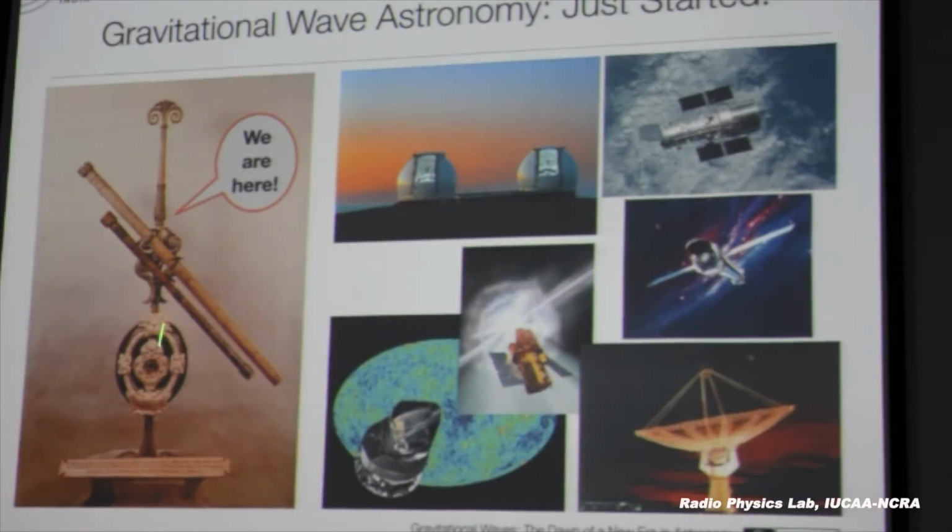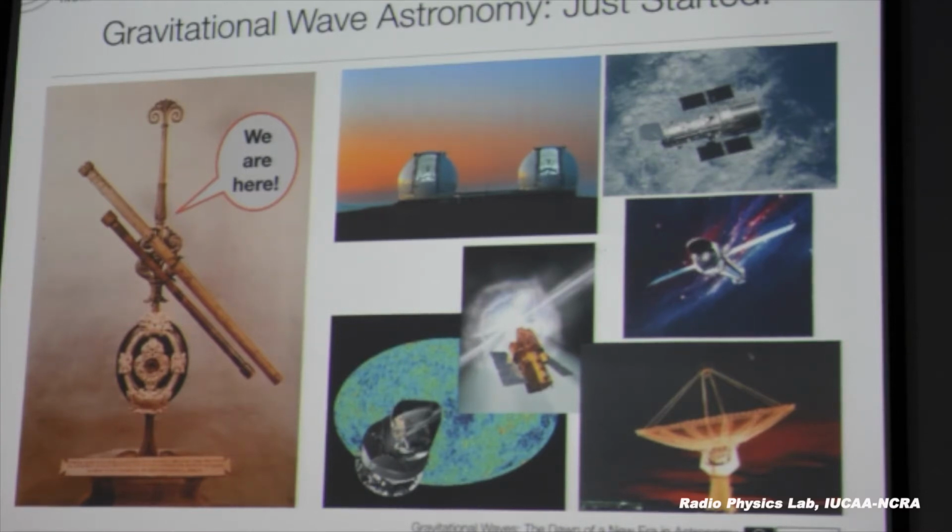See, in terms of the detectors, we are basically here. This is like Galileo's telescope. And in 400 years, electromagnetic astronomy has evolved so much. From here to all these things, they are all technological marvels. So again, for gravitational waves, this whole path has to be traveled.